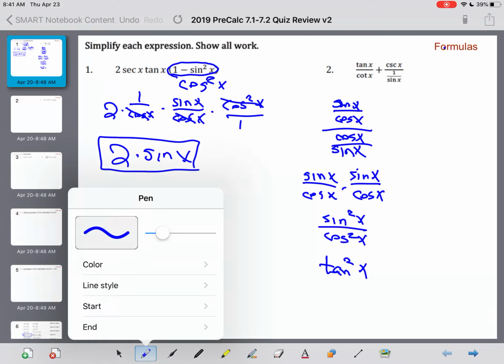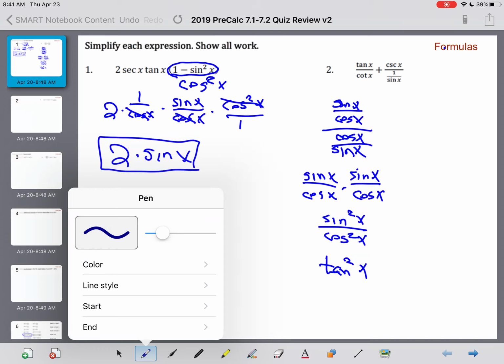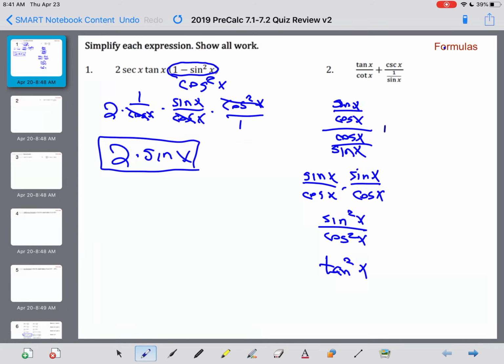I'm going to switch colors. And again, I'm going to work on this other side. So similarly here, I'm going to do this one a little bit different. This one is cosecant x. 1 over sine is cosecant x as well. And cosecant over cosecant is just 1. So this is just plus 1. Final answer is a plus 1.